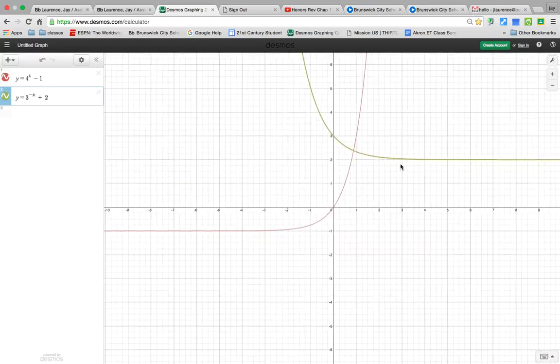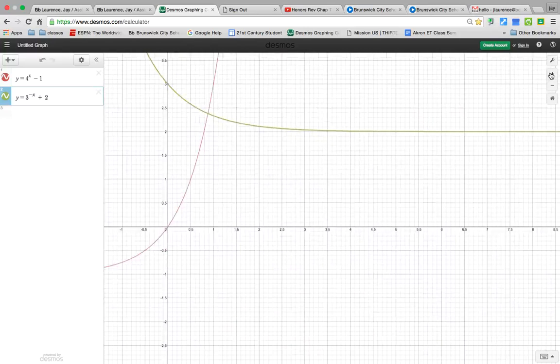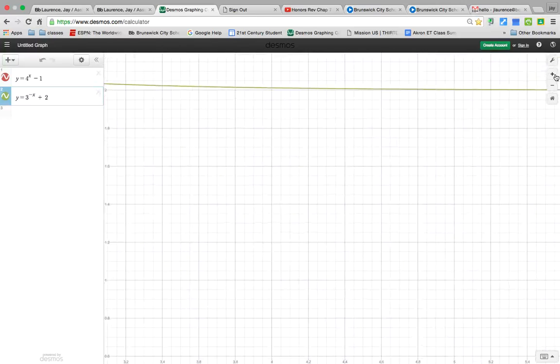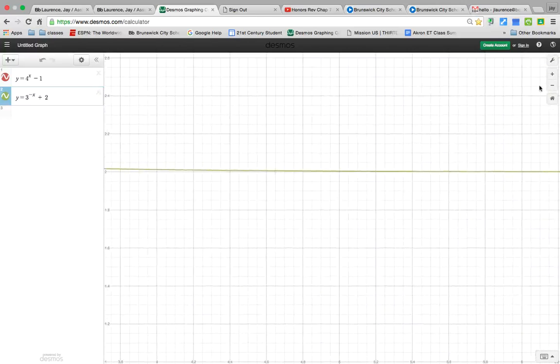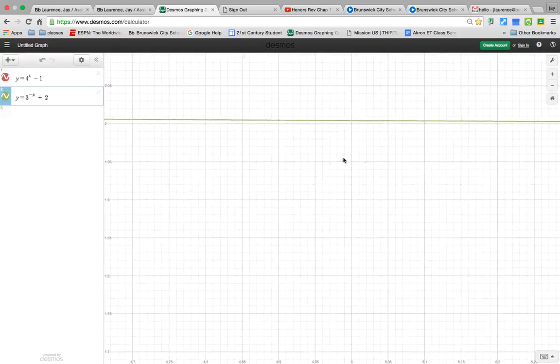Okay, you can see how it's hugging the line y equals 2. It looks like it's touching it, but if I zoom in enough, we can tell that it starts to separate. See that each time I zoom in, we see a difference between the green line and the line y equals 2. All right, so that's it for graphing those. Let me go ahead and get rid of these two equations here.